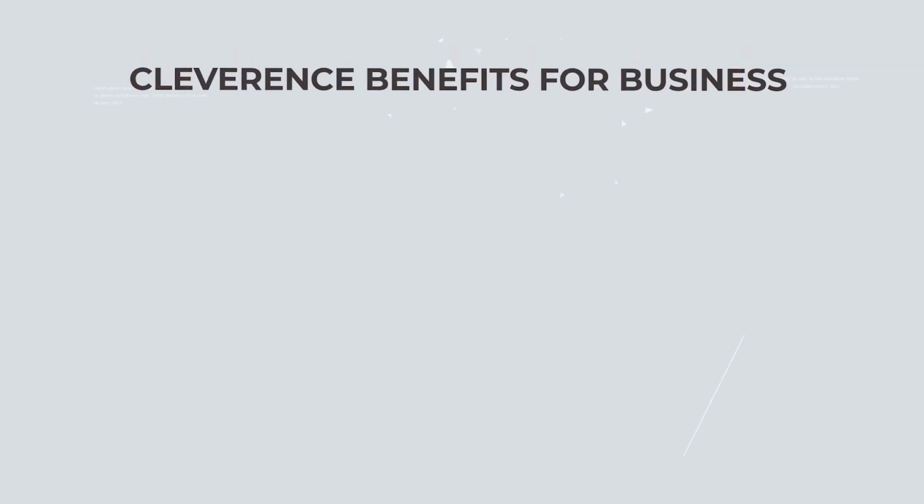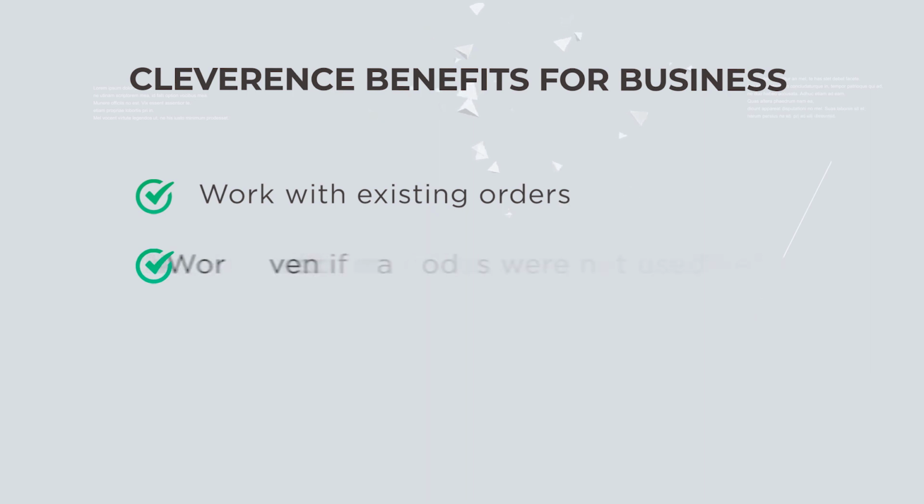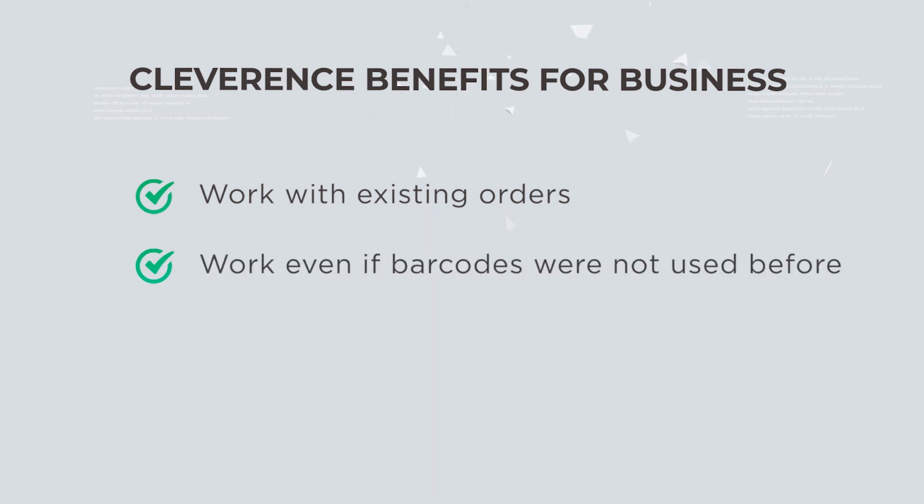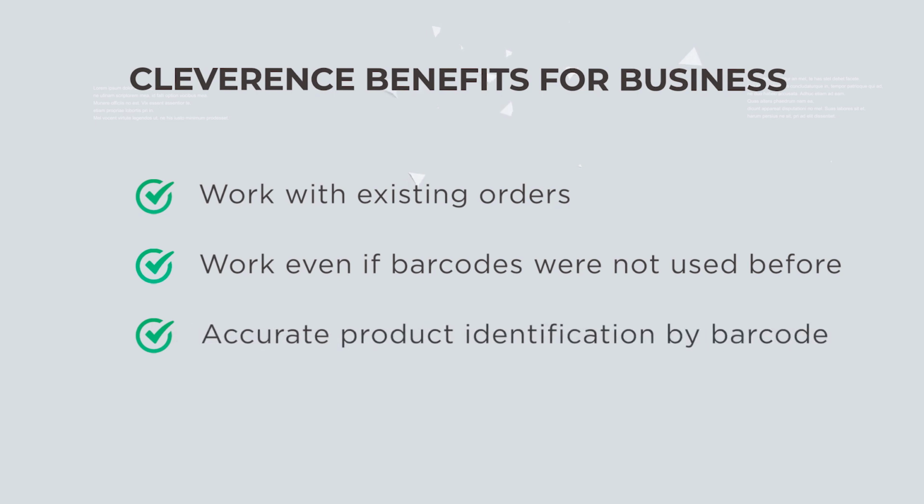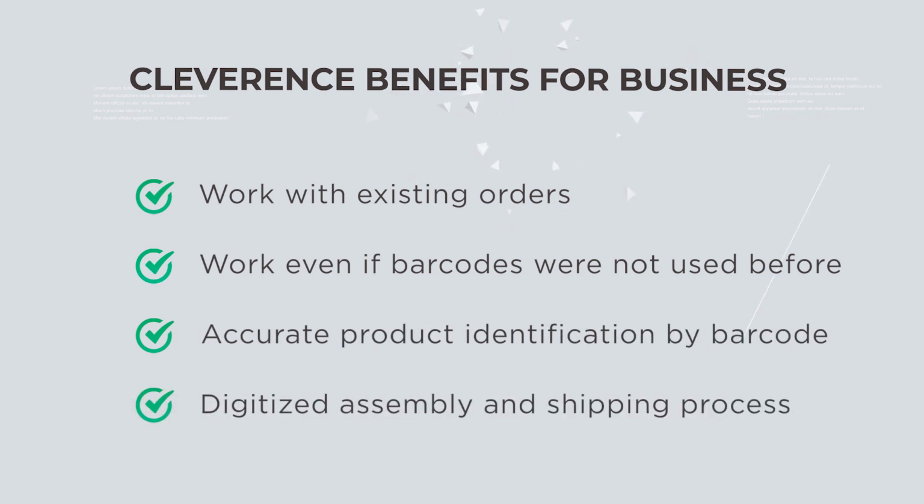So, with Cleverence you can work with existing orders, work even if barcodes were not used before, accurately identify products by barcode, and digitize the assembly and shipping process.